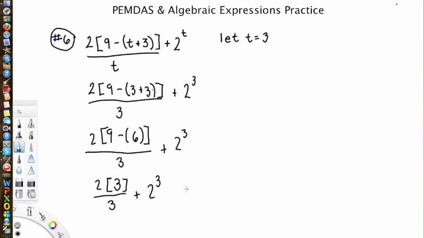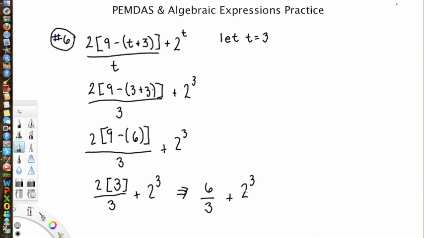Okay, I'm going to slide over this way now, just because I ran out of room down at the bottom. Still have to take care of this numerator here. Right now I have 2 times 3, which is 6, plus 2 to the 3rd power. Okay, I'm done with my groupings.